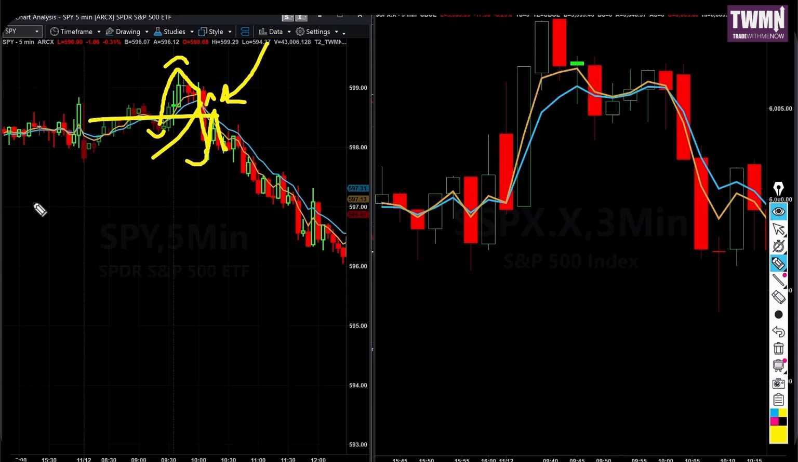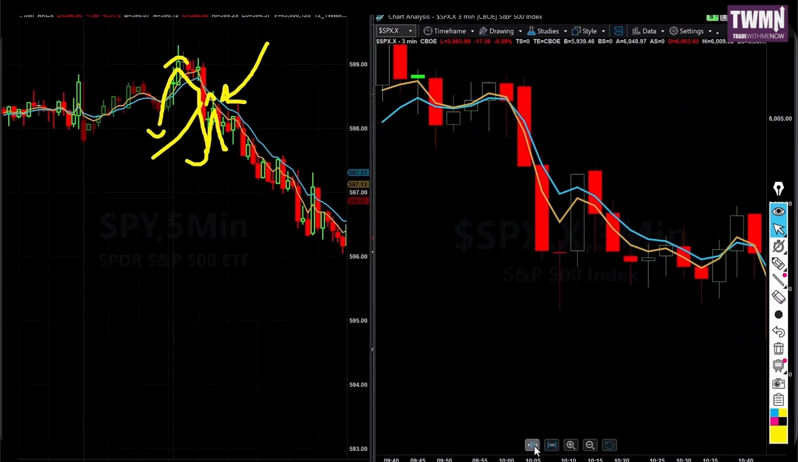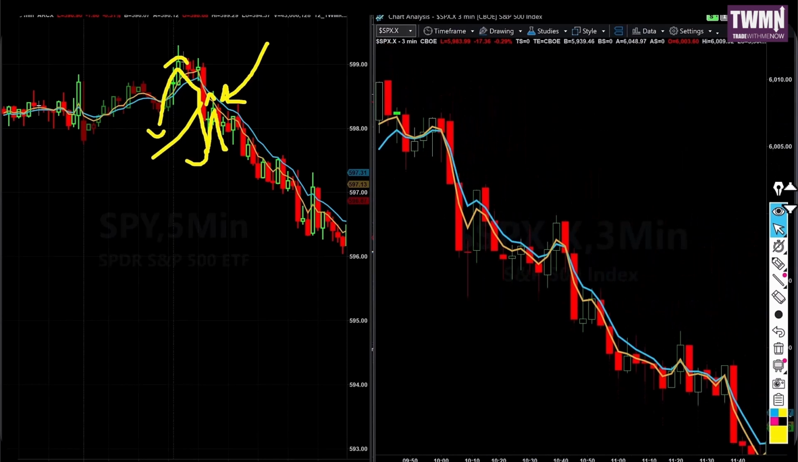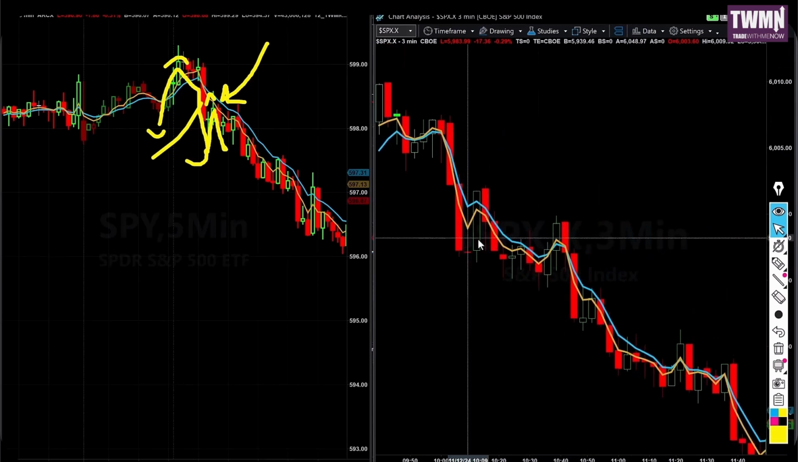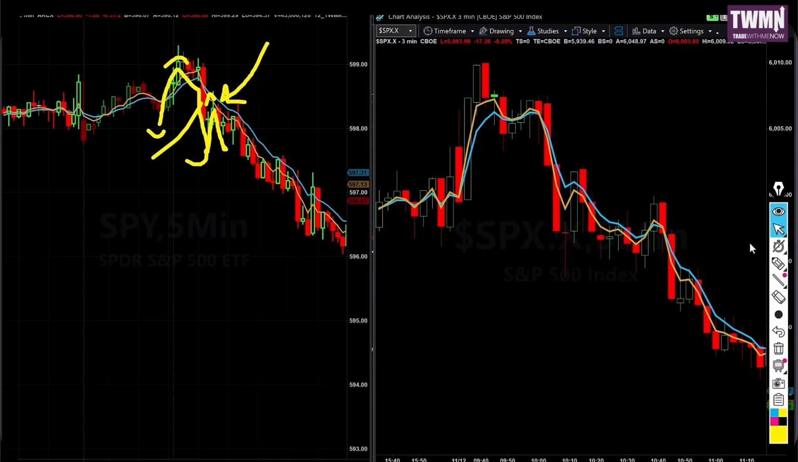So then what's two? I've got 4, 3, 2. The 2 is I want to wait for a little bit of a pullback so that I have structure here. So let me just squinch this up so you can see. There's the cross at 10 o'clock, right? I'm not taking the trade here at 10 o'clock because there's always the risk that this could just bounce and go back up. I need to see structure.